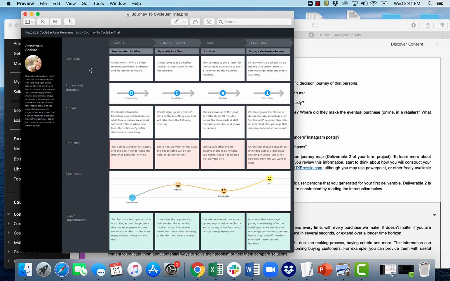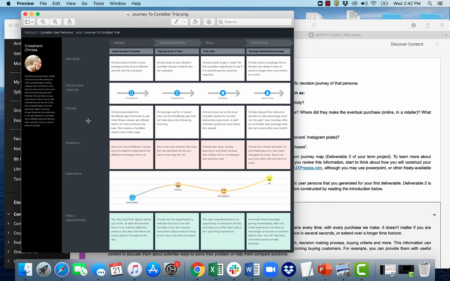And then here, along this y-axis, we break down these steps in more detail. And we want to think about the goals at each step. So when she's learning about cycle bar, is this something that is going to meet her need to have a reliable cross-training activity? Then when she's actually considering it, her goal is to figure out, okay, is this something that could fit into her schedule? Then her goal when she's trying it is something different altogether as well. So we're breaking down this overall macro goal into the steps that consumers encounter and the minor sub-goals that consumers are trying to meet.